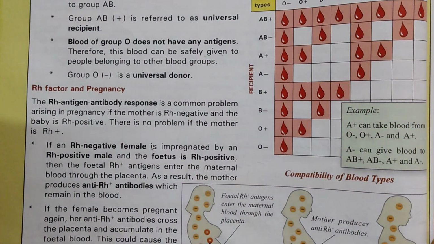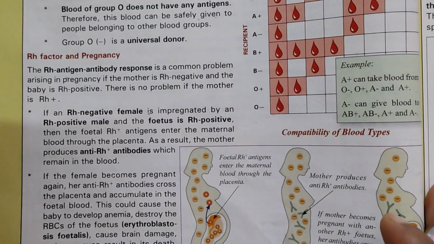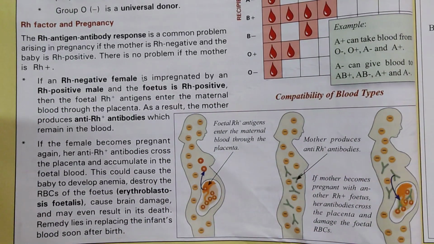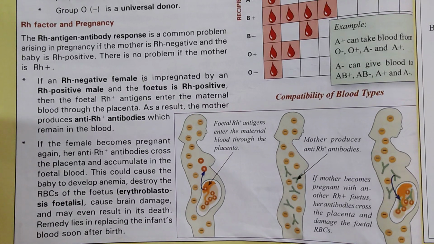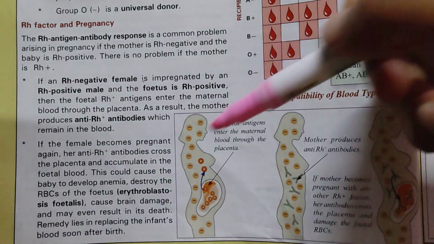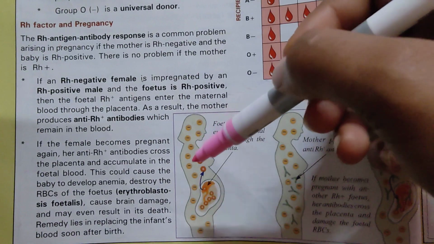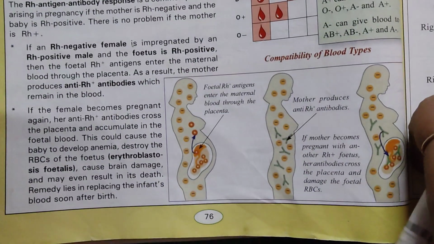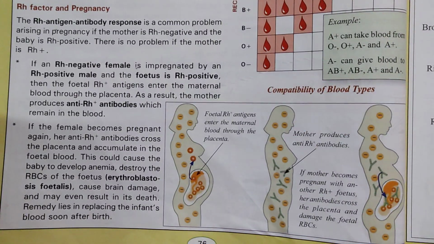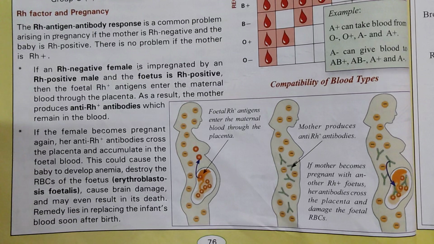Next, we are moving on to RH factor and pregnancy. Now this is a very interesting thing. See the RH antigen antibody response. In pregnancy we can see the antigen antibody response very clearly. This is a very common problem arising in pregnancy. Suppose there's a mother who has RH negative blood group. You can see the picture here very nicely. If you see the picture in biology, you will get most of the things inserted in your brain.